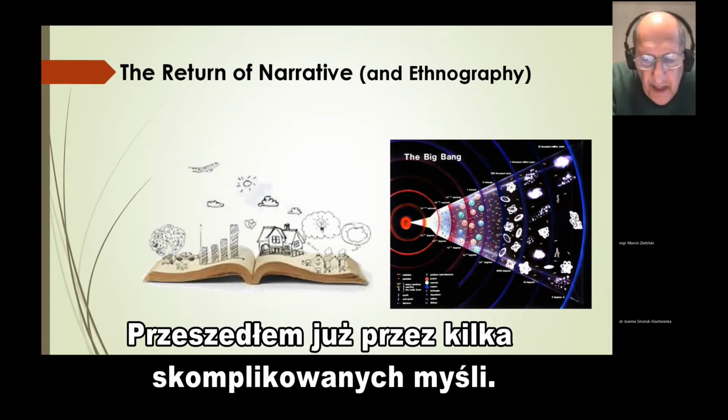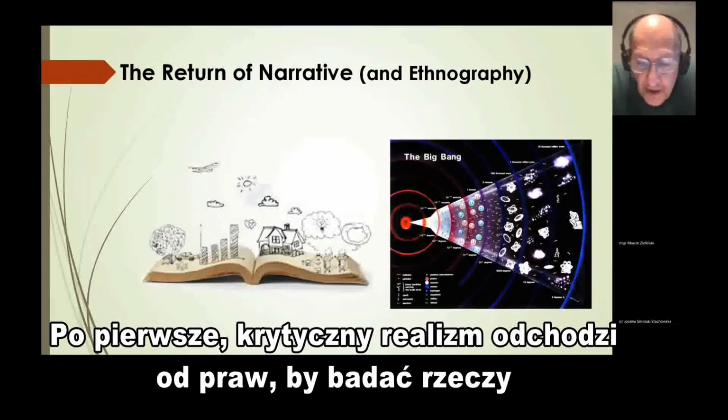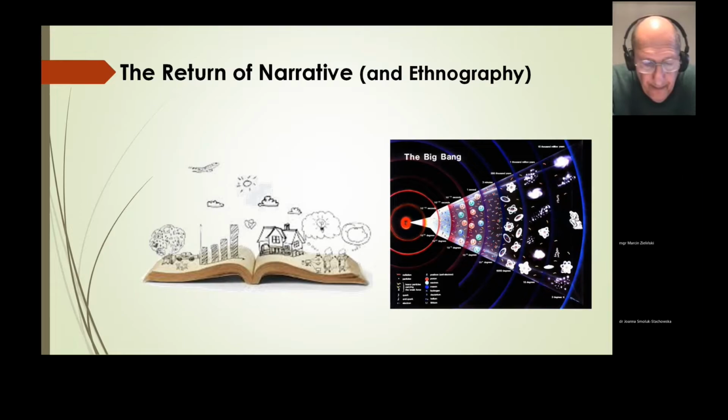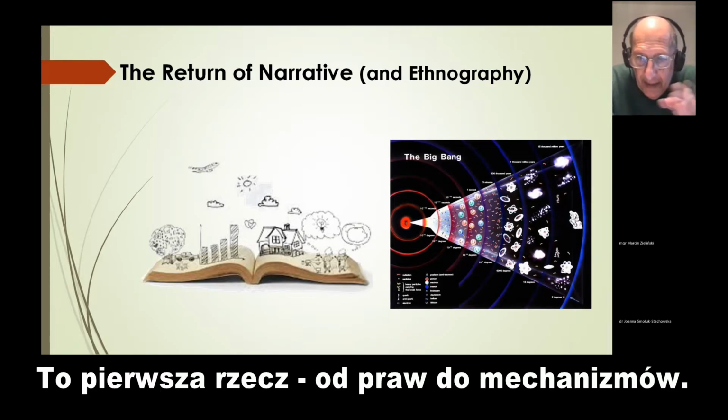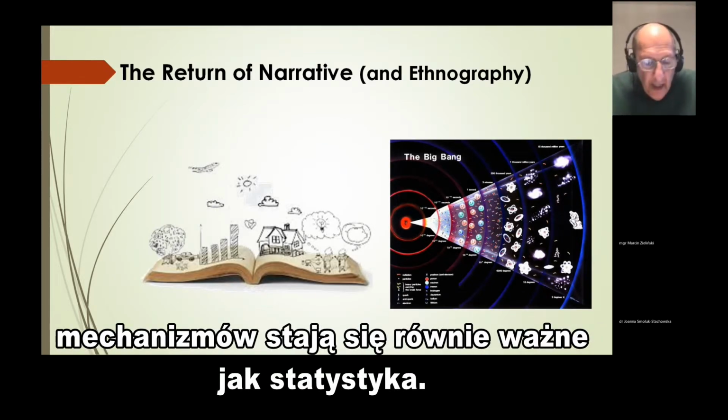So I've just gone through some complicated thoughts, so let me just say simply what you need to take away from the first two points. First, critical realism moves away from laws to examine things and the mechanisms through which those things work. That's the first thing, from laws to mechanisms. Second, with that move, descriptive methods to describe the mechanisms become as important as statistics.